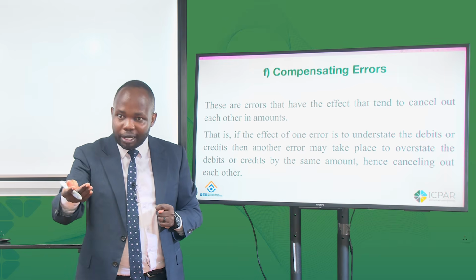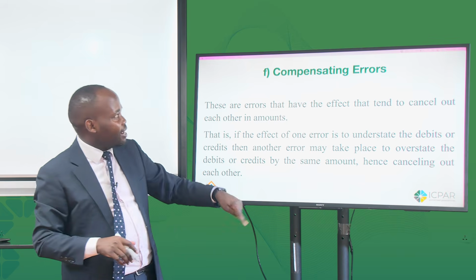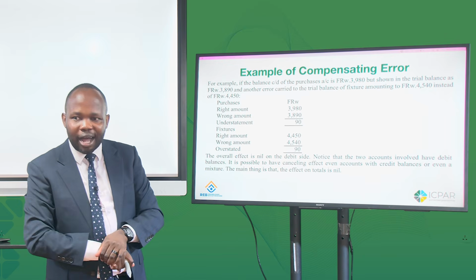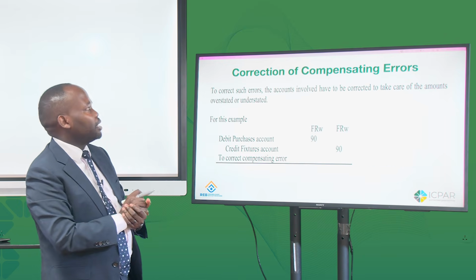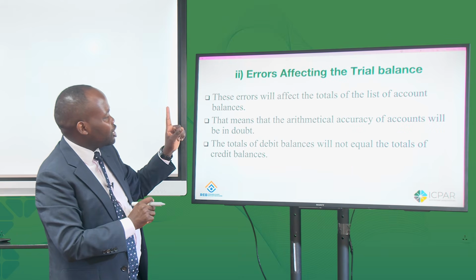Or overstated by 1 million. If capital was overstated by 1 million, you find that sales was understated. That's compensation, and there's a clear explanation on how we correct it. The next error is the type of error.